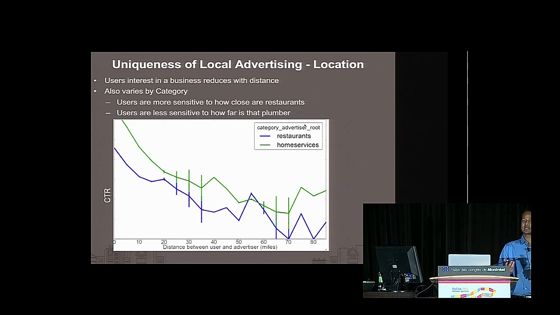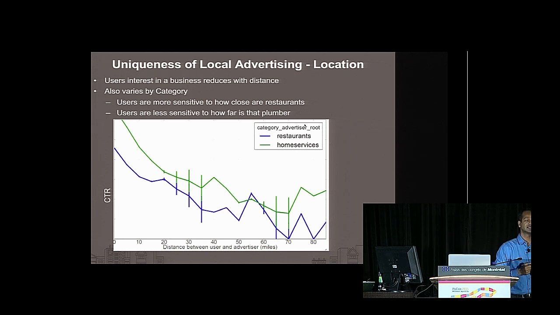One of the most important and interesting aspects of local advertising is location. Users' interest in a business reduces with distance. When I'm searching for a restaurant, I'm not very likely to go to one that is more than, let's say, 50 or 60 miles away. But when I'm searching for a plumber, since I'm not the person doing the driving, I'm perfectly okay with the plumber driving from, let's say, 70 or 80 miles further away from me.